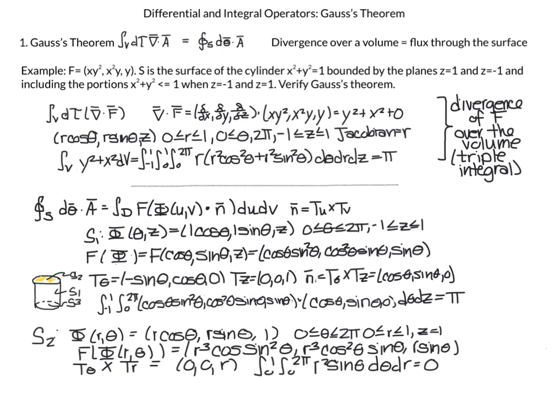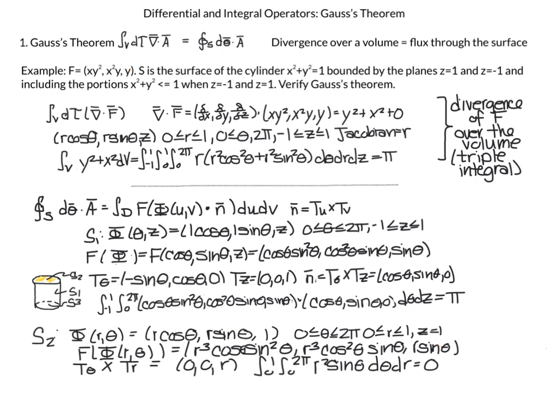The next steps are to compose my vector with my parameterization. So where's my vector field? xy squared, so it'll be this x, r cosine theta times r sine theta squared. So I'm going to get an r cubed cosine theta sine squared theta. What's the next coordinate? x squared y. So that will be my r squared cosine squared theta, r sine theta. So I'll get an r cubed cosine squared theta sine theta. And finally, for my last coordinate, it's just y, which is r sine theta.